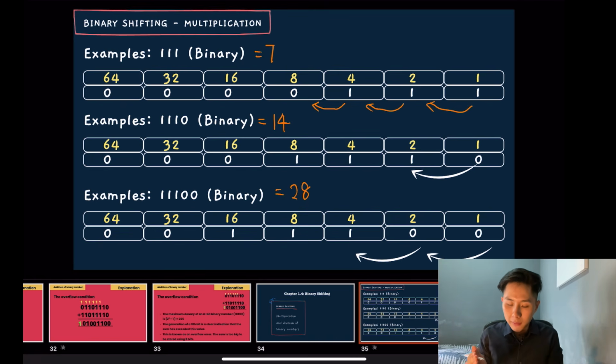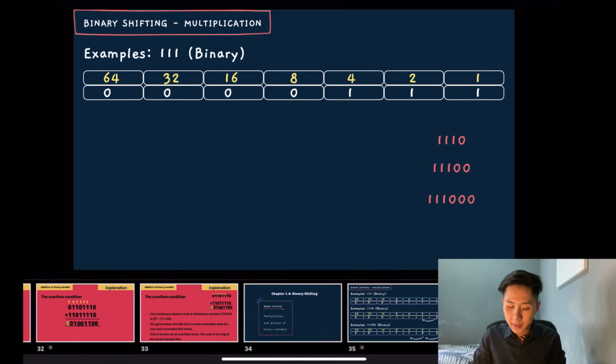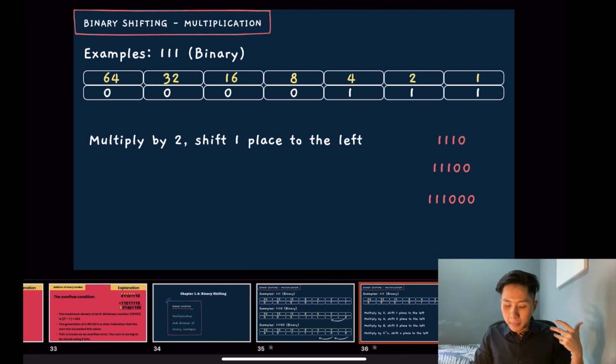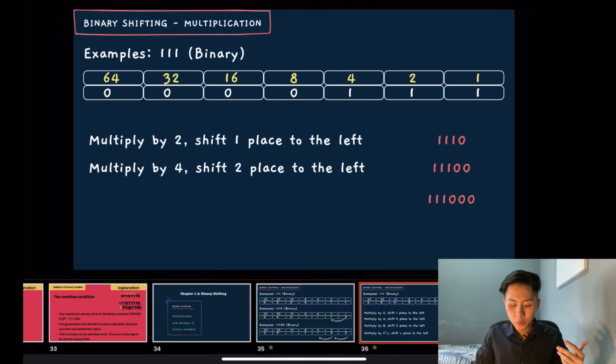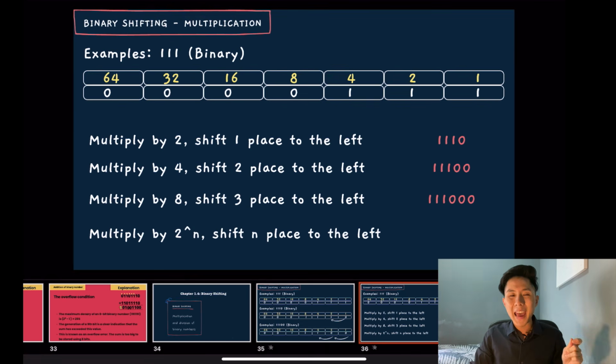When we shift the value of the binary to the left by 1 digit, the value of it is actually multiplied by 2. And if we shift it again, we multiply it by 2 again. So that's the pattern: when we shift the binary value 1 place to the left, we are multiplying by 2. If we shift it 2 places, we are multiplying by 4. 3 places, we're multiplying by 8. And by following this pattern, if we move n places to the left, we are multiplying the value by 2 to the power of n.